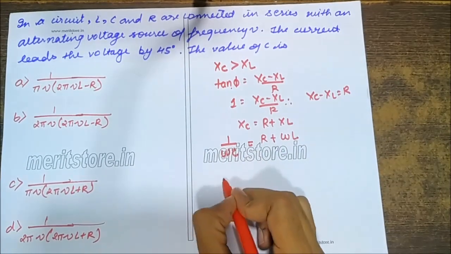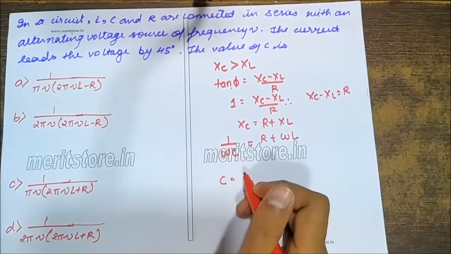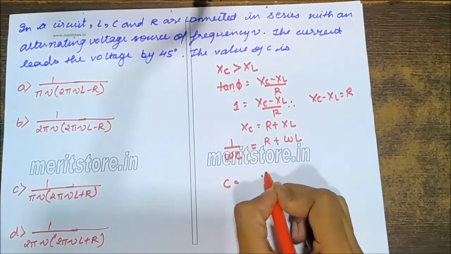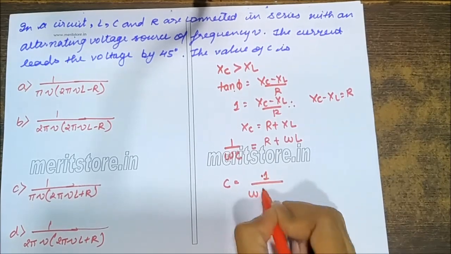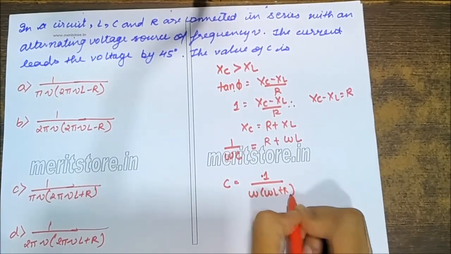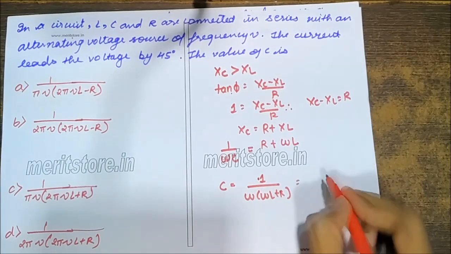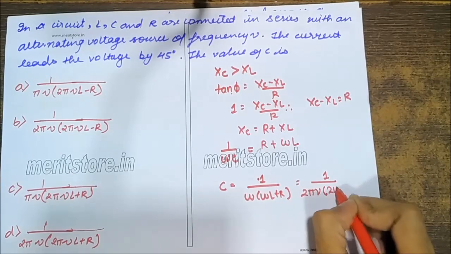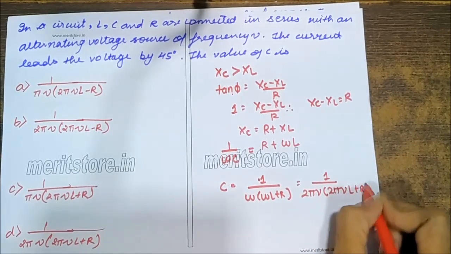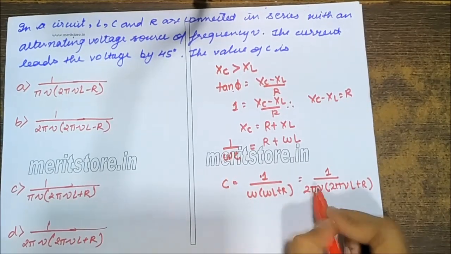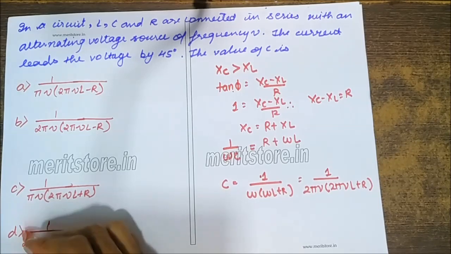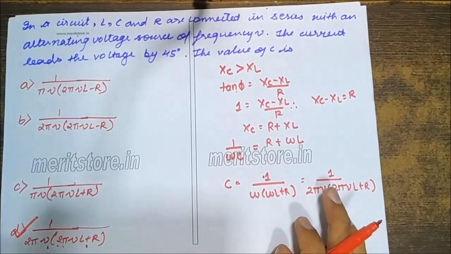So the C value becomes C equals 1 upon omega into omega L plus R. Here substitute the value of omega, that is 2 pi nu, so 1 upon 2 pi nu into (2 pi nu L plus R). For that we get the option D, 1 upon 2 pi nu into (2 pi nu L plus R). So D is the correct option.